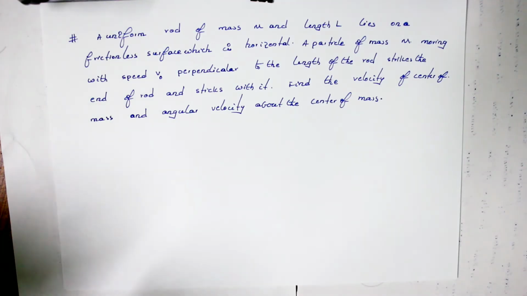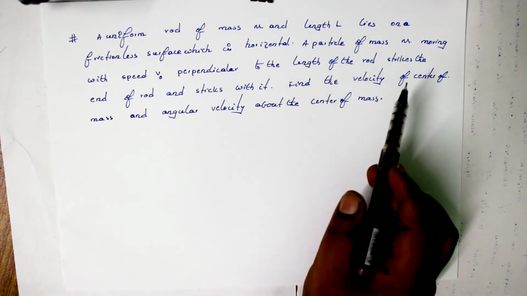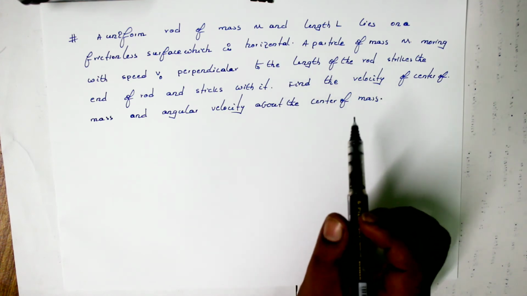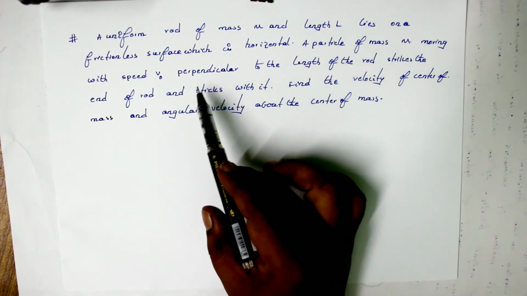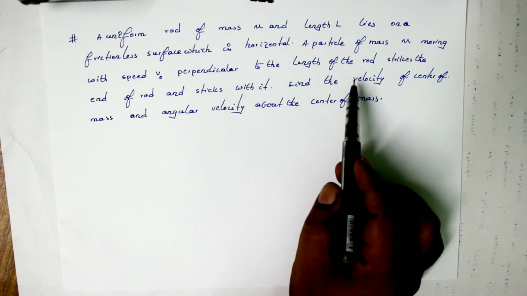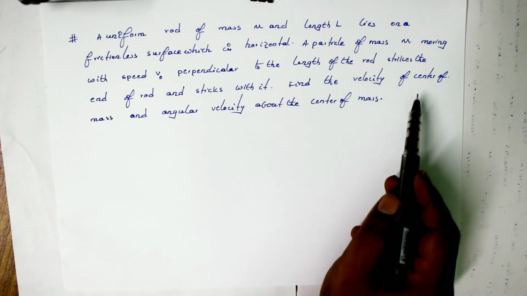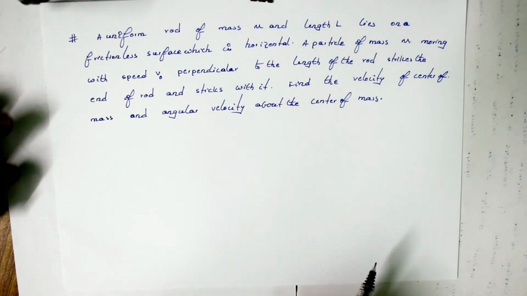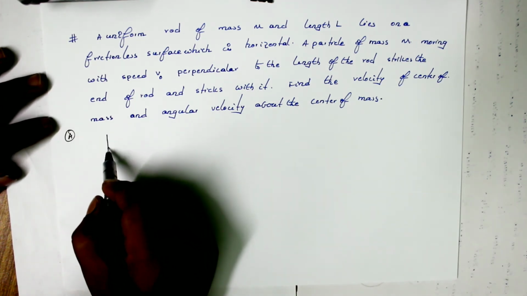Dear students, now let us see this question. A uniform rod of mass m and length L lies on a frictionless horizontal surface. A particle of mass m moving with a speed v0 perpendicular to the length of the rod strikes the end of the rod and sticks with it. We are supposed to find the velocity of the center of mass and the angular velocity about the center of mass. So let us see how we can draw a diagram of this one.